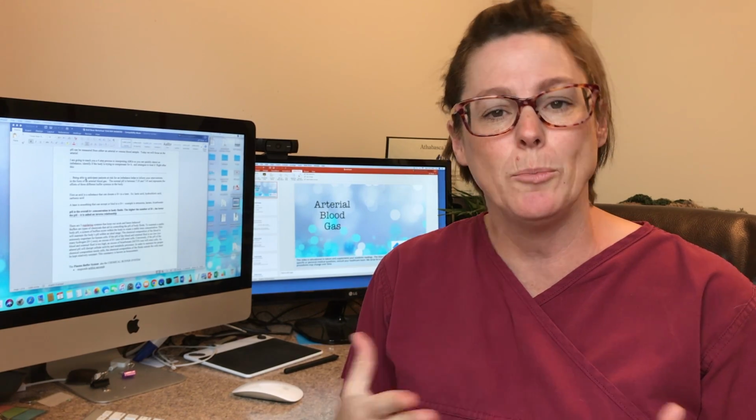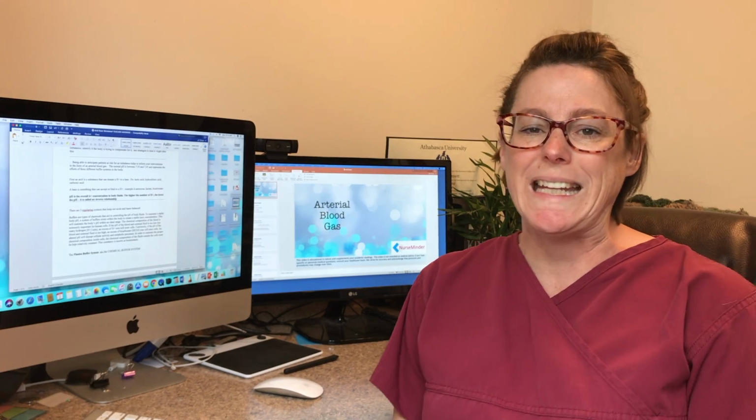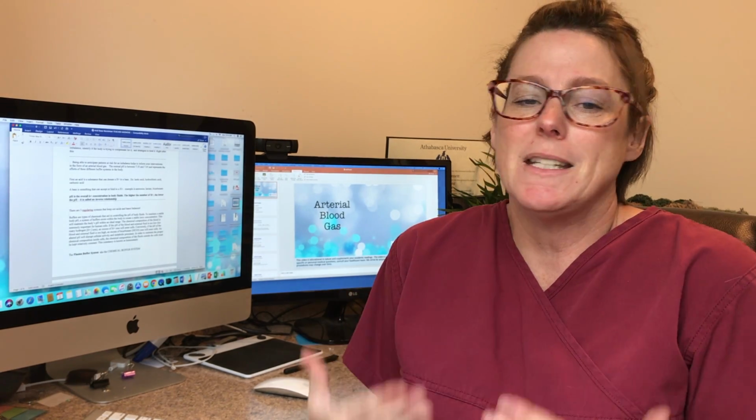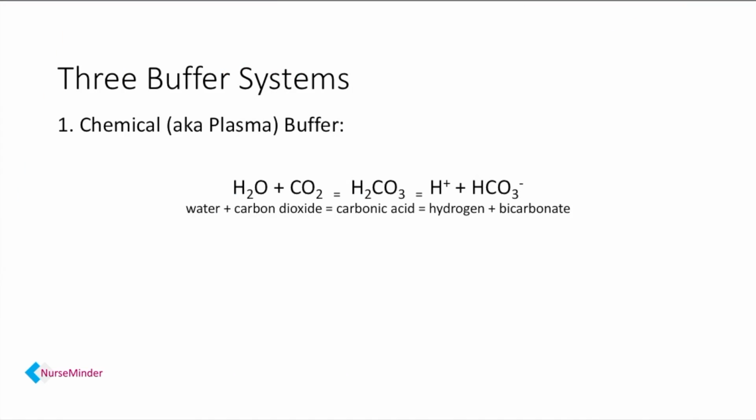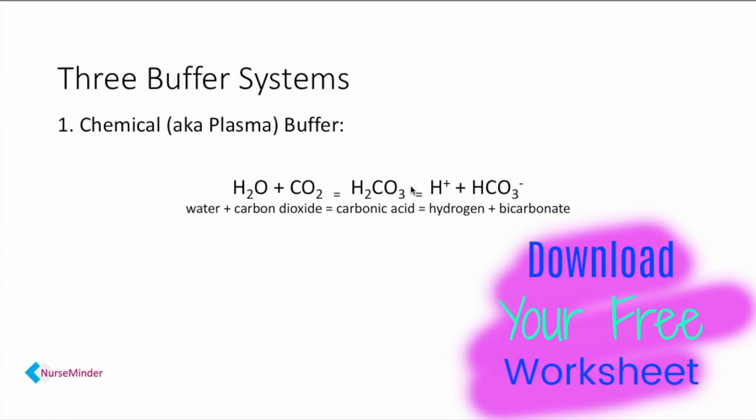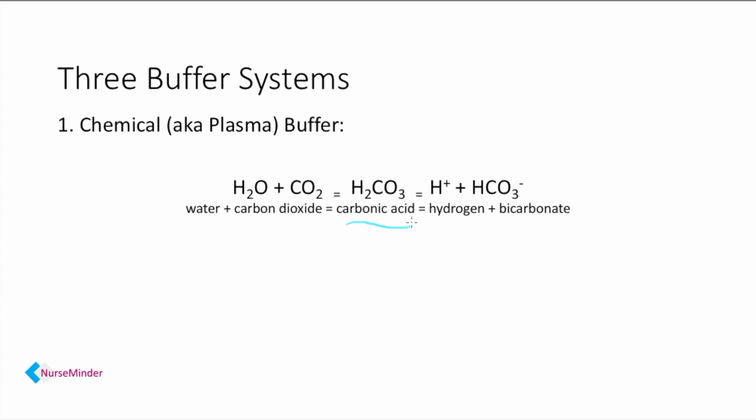Now before we can start into how to interpret an arterial blood gas, it's important to understand the factors that we're looking at. So there are 3 regulating systems in our body that help us maintain that perfect environment for our cells to function normally. These are called buffer systems. The first of the 3 buffer systems is the fastest to react. We have the chemical, which is also known as plasma buffer system. And here we see carbonic acid is the intermediary between hydrogen and bicarbonate and water and carbon dioxide.